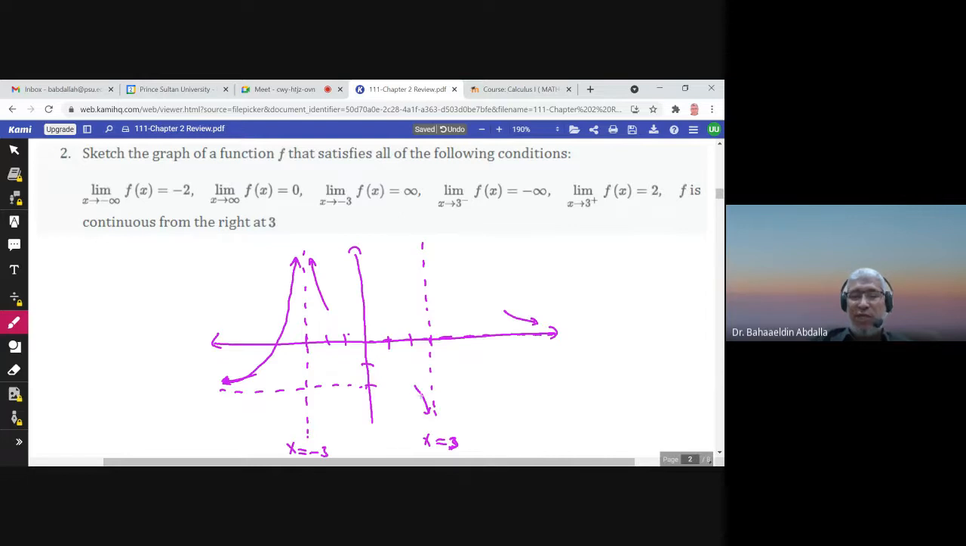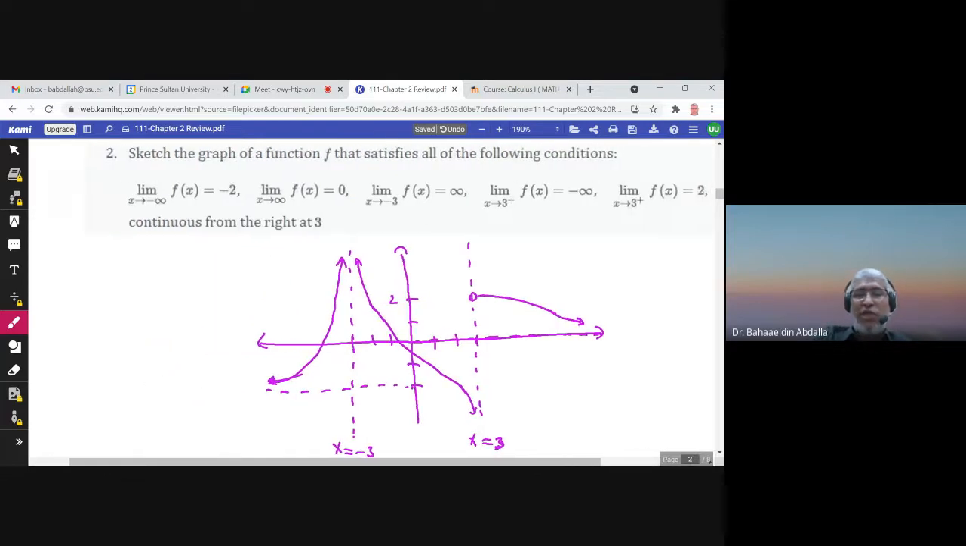So I can connect these two like this. And as x approaches 3 from the right, the function approaches 2. So as x approaches 3 from the right, the function approaches the number 2.